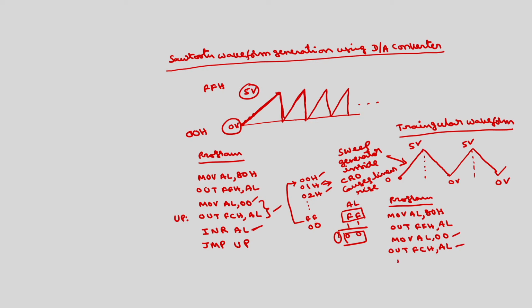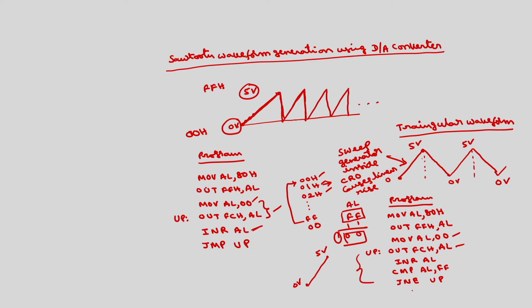Then I have to increment, INR AL, compare AL with FF, because till FF we have to do up counting. Jump not equal, go to up. So, if I do this up, we have to output that value. So, this program will generate a linear change from 0 to 5 volts.